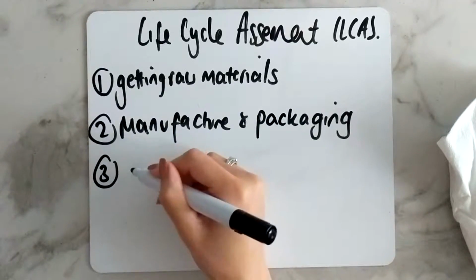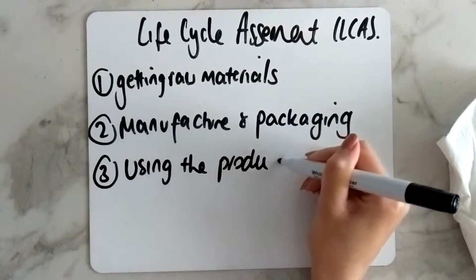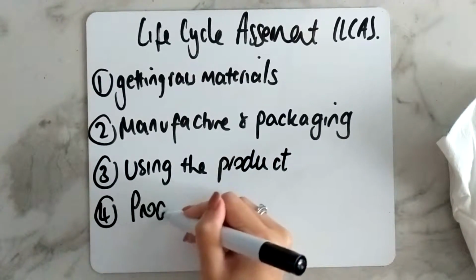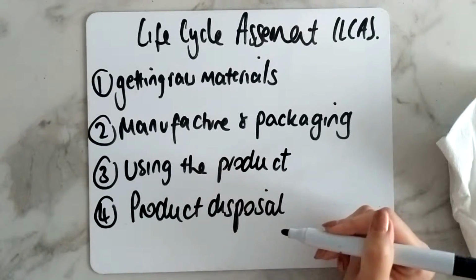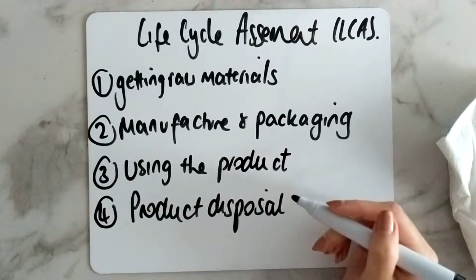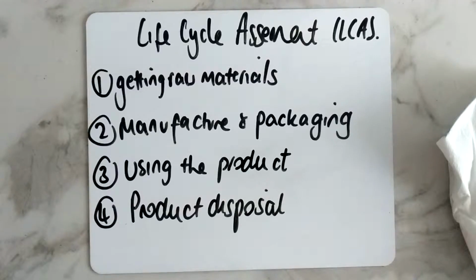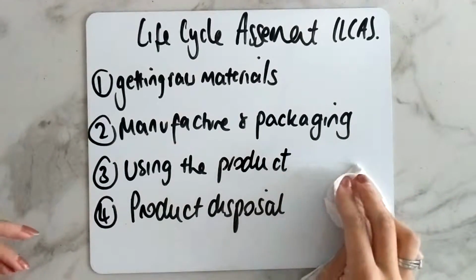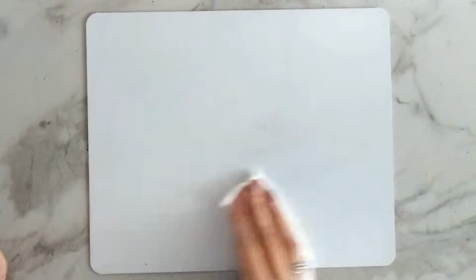Number three is using the product. So is there any harm to the environment whilst I'm actually using this product? And then four is product disposal. So can it be recycled? Is it biodegradable? Or do I have to throw it into landfill, etc.? So let's focus on the two that you need to know about, and that's plastic bags and paper bags. So the LCA for a plastic bag and a paper bag, using those four stages.